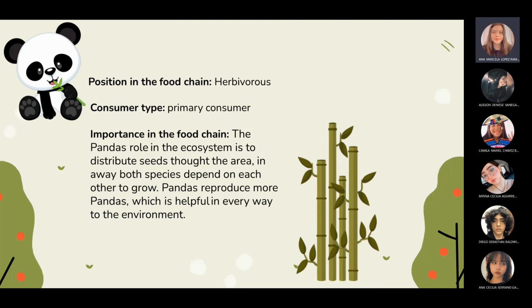The pandas are herbivorous. It means that they only eat plants. They are primary consumers, and they are very important in the food chain because they distribute seeds through the area. In a way, both species depend on each other to grow. Pandas reproduce more pandas, which is helpful in every way to the environment.